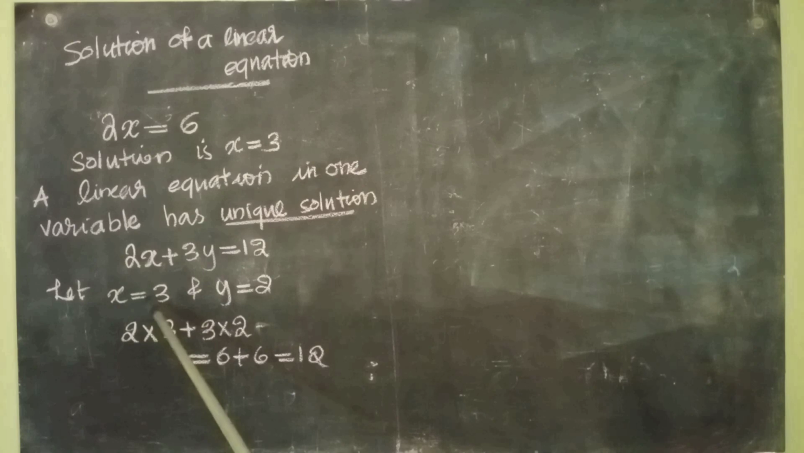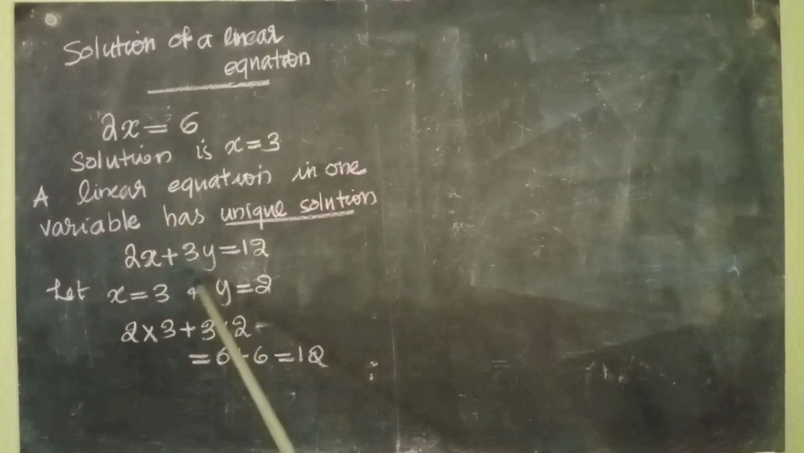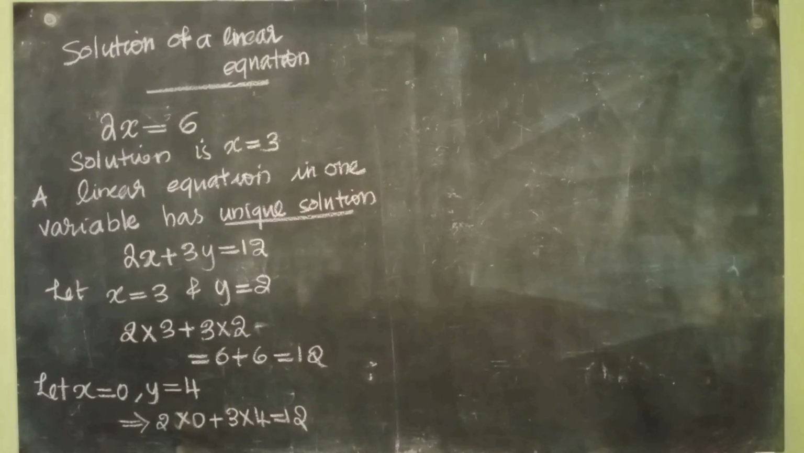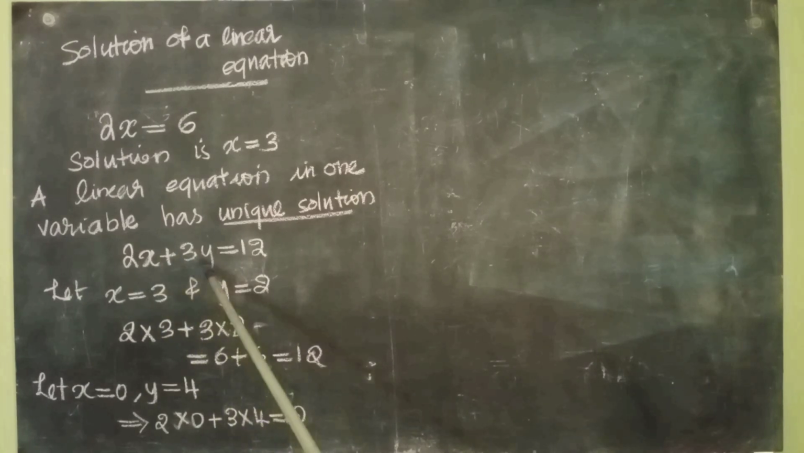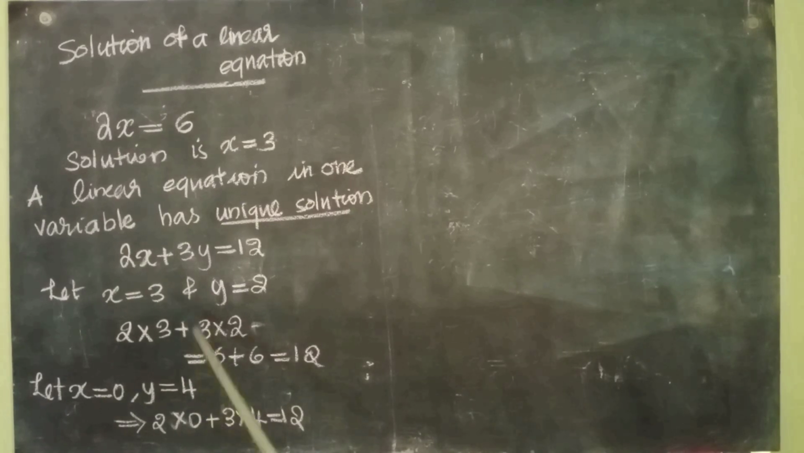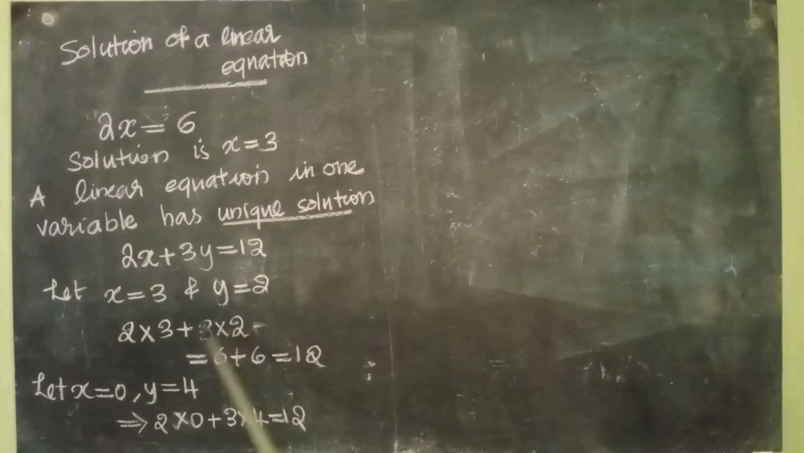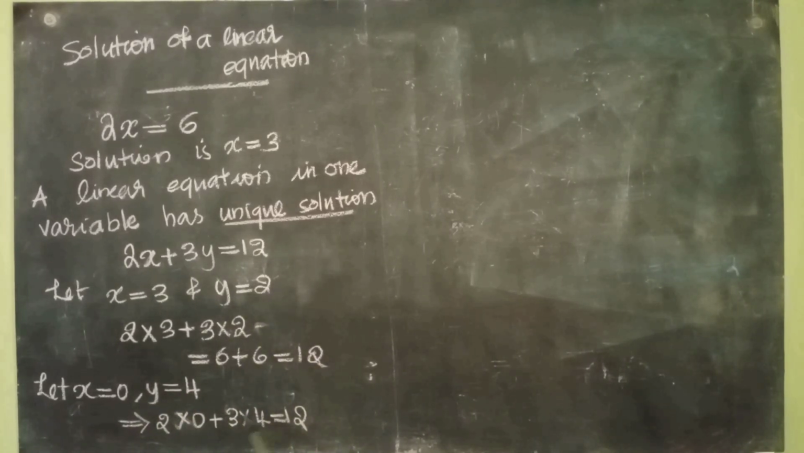Now let us check whether x equal to 3 and y equal to 2 is the only solution of this equation or not. Now consider x equal to 0 and y equal to 4. If we give x equal to 0 and y equal to 4 in this equation, we get 2 into 0 plus 3 into 4. So, x equal to 0 and y equal to 4 is also another solution. x equal to 3, y equal to 2 is a solution. x equal to 0, y equal to 4 is another solution. So, only two solutions? Let us check once again.